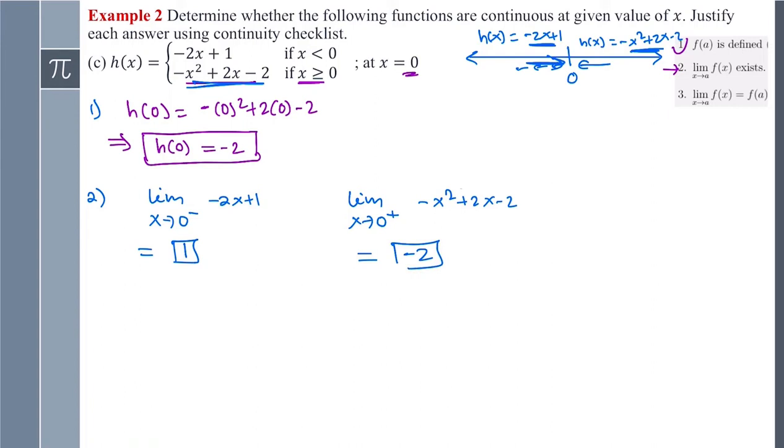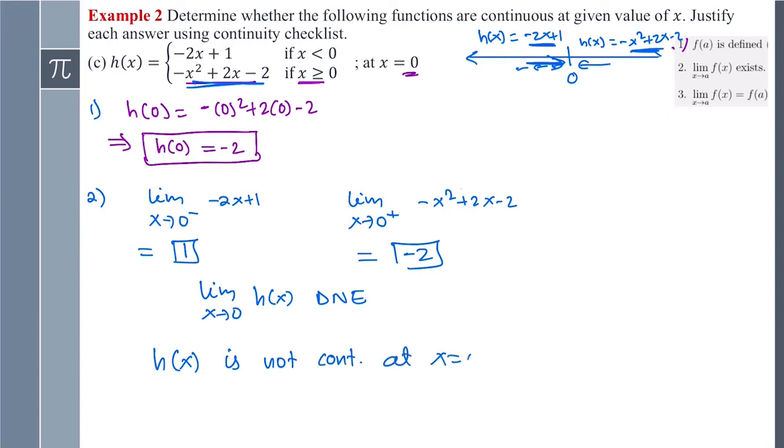So the left-hand limit is 1, the right-hand limit is negative 2. That means the limit as x approaches 0 of h of x does not exist. So that means this function does not satisfy the second condition here, which means h of x is not continuous at x equals 0.